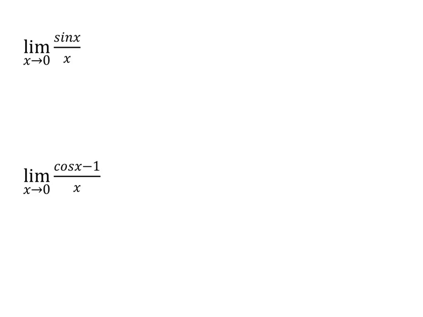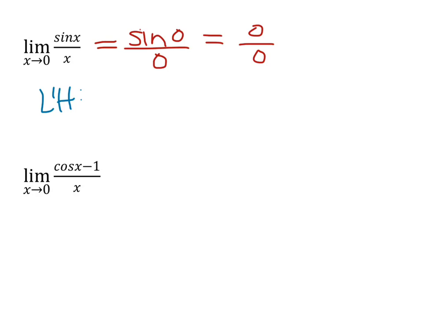The limit as x is approaching 0 of sine x over x. If we attempt to evaluate it at x is 0, we would have sine 0 divided by 0, and sine of 0 is 0. This result will give us 0 divided by 0, which is an indeterminate form. This allows us to use L'Hopital's rule.